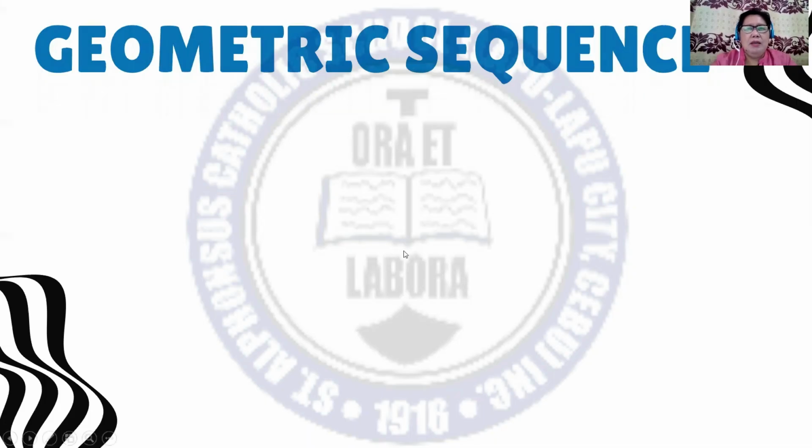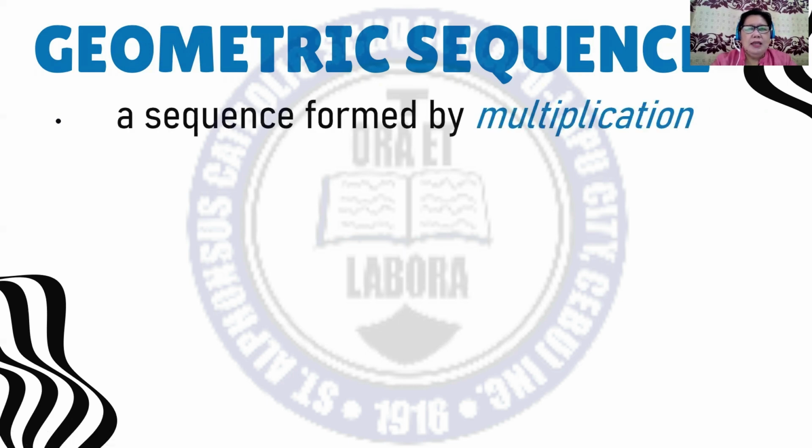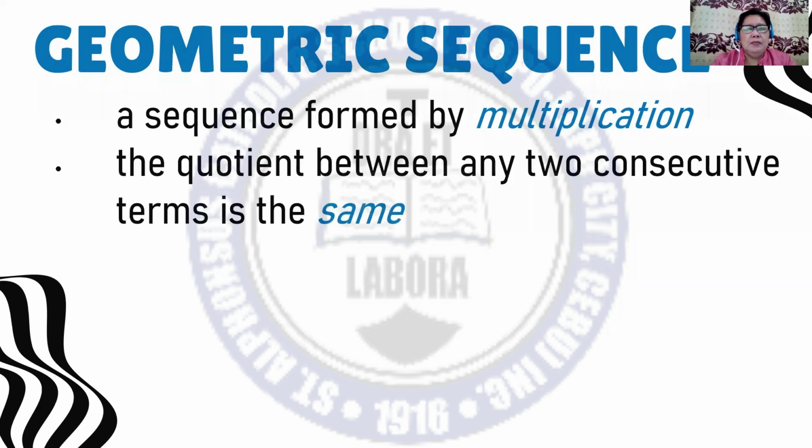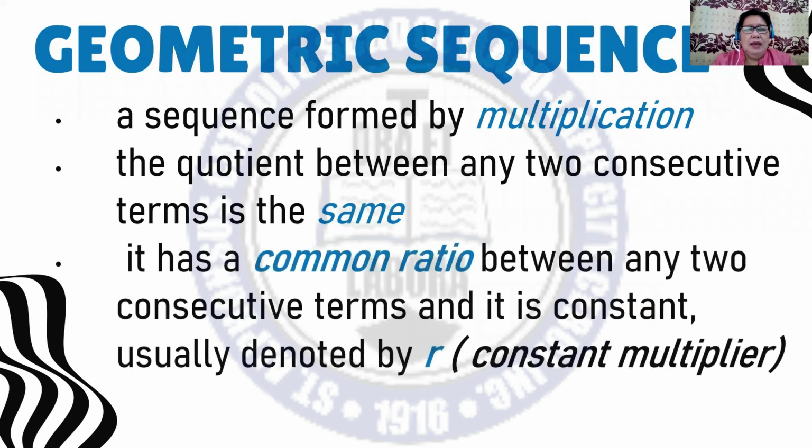Now, what do you mean by geometric sequence? It is a sequence formed by multiplication. The quotient between any two consecutive terms is the same, and it has a common ratio between any two consecutive terms, and it is constant and usually denoted by R, which is our constant multiplier.